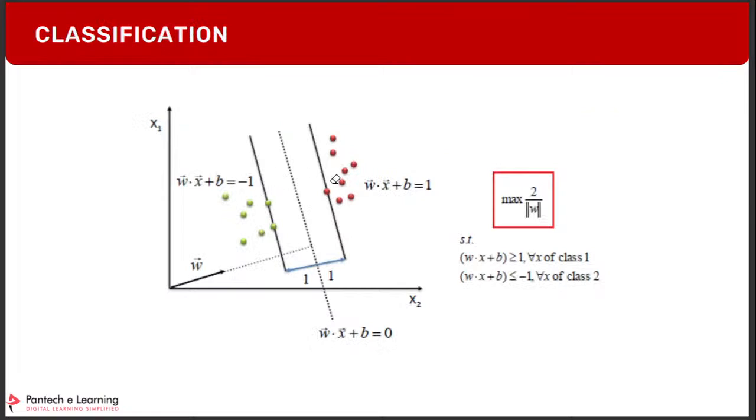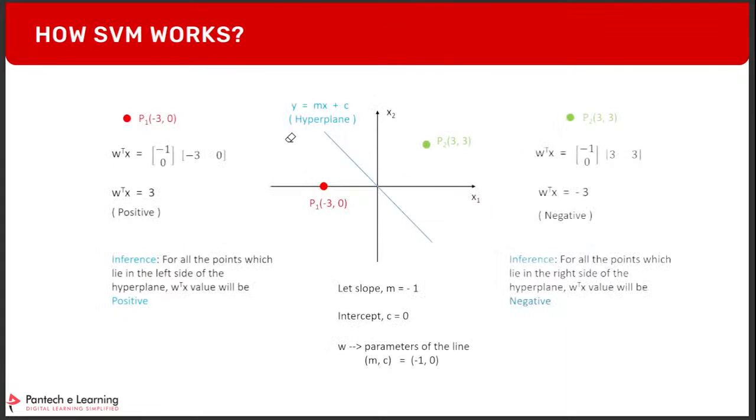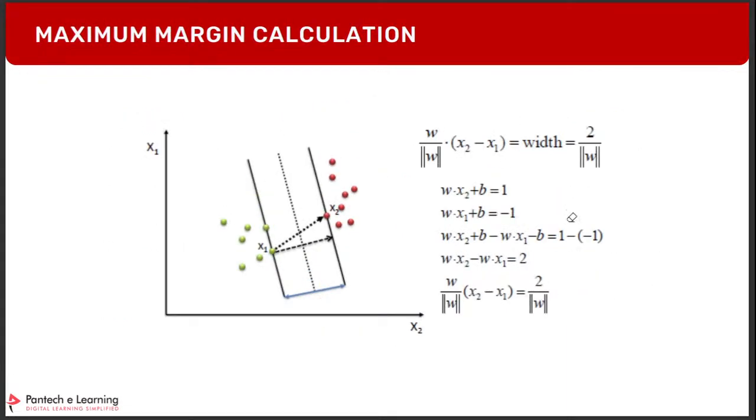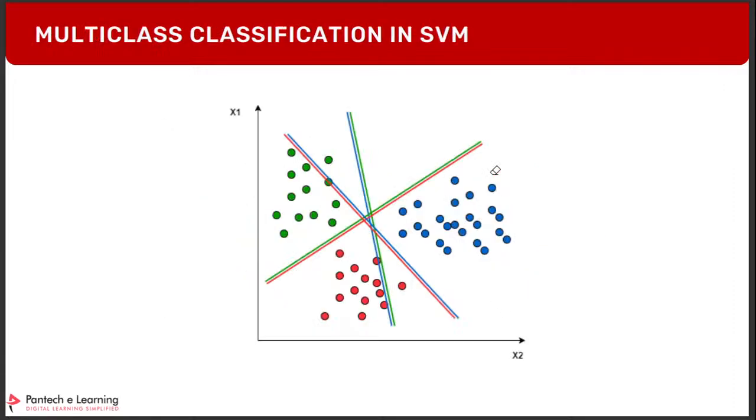And this is the margin calculation with this formula. If you calculate it, you will get the value 2 by magnitude of W. When you have those 2 points, you can calculate this value, Wx2 plus b. From this we can calculate the formula, and when you evaluate it, you get this output, and the target is to maximize this margin.